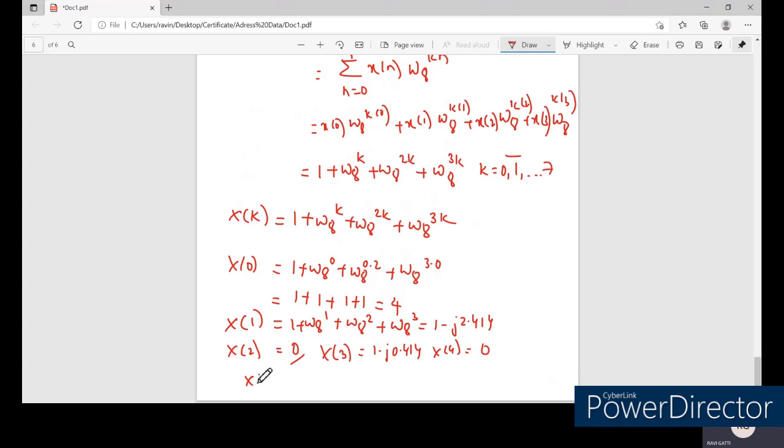Next, when you substitute k equal to 5, you'll get 1 plus j 0.414. Then when you substitute k equal to 6, you'll get 0. When you substitute k equal to 7, you'll get 1 plus j 2.414. So this is how you need to solve to find the 8-point DFT of the given signal. Thank you.